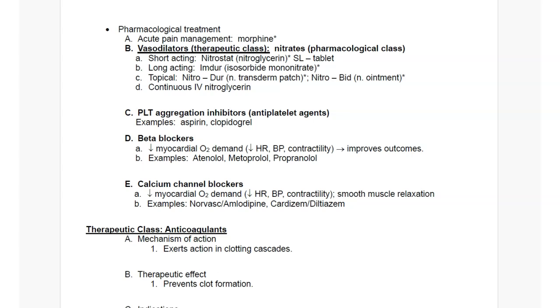Now, we also give calcium channel blockers to these patients, and this helps with decreasing myocardial oxygen demand, decreasing heart rate, blood pressure, and contractility, and causing smooth muscle relaxation. So that will help perfuse the heart better. Examples of these medications include your Norvasc or amlodipine and Cardizem or diltiazem.